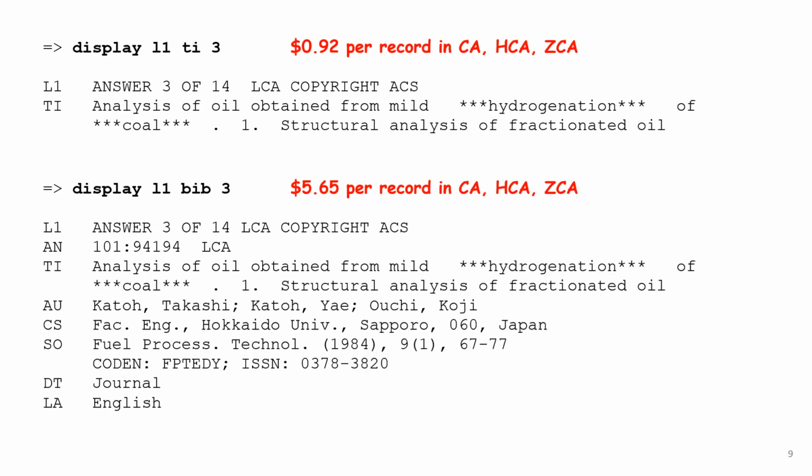Sometimes you're doing a search, and you just want to see if your search is relevant, and you want to display just some titles of some articles. And that's what I've done here, again, just for the third item. When you display the title, it costs you 92 cents for each title. It doesn't give you the reference, it's just the title of the article. If you want to display the reference, the format is bib. It's the citation to the article. That's $5.65 per each record.